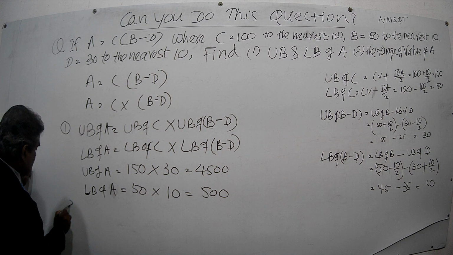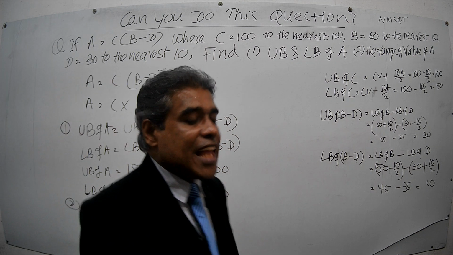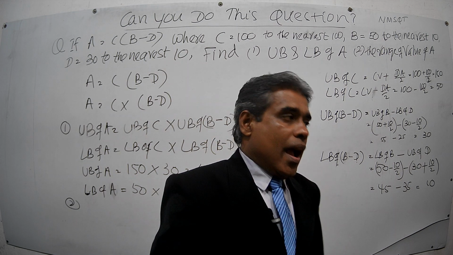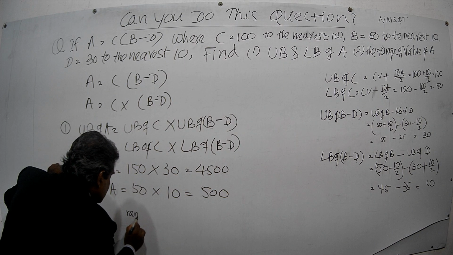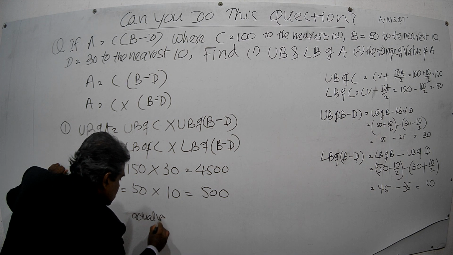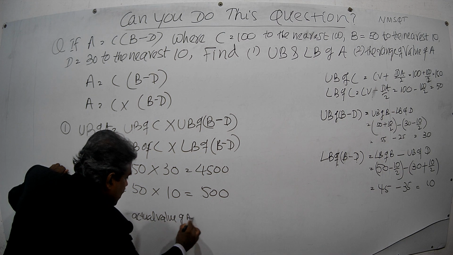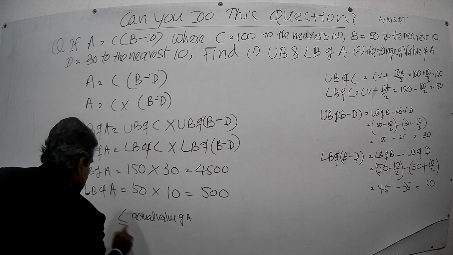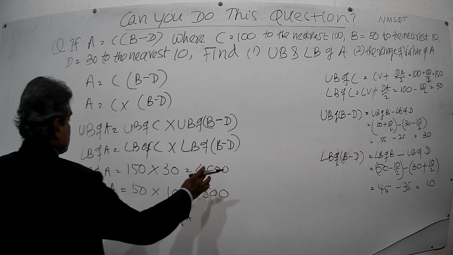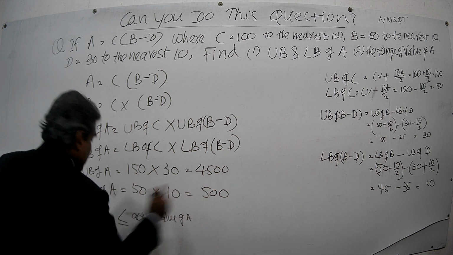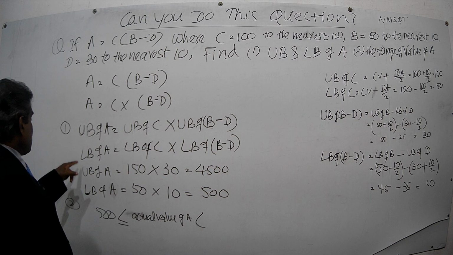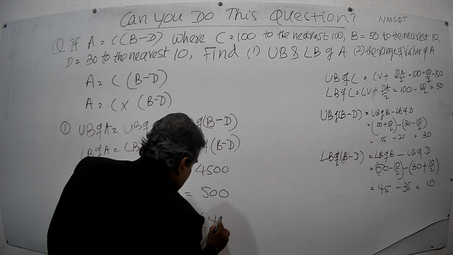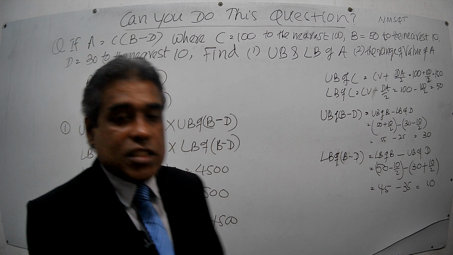The second part of the question is the range. Range is always greater than or equal to the lower bound and less than the upper bound. Then you write range of, otherwise we can write actual values. Actual value of A is how much? Greater than or equal to the lower bound. What is the lower bound? Lower bound of A, 500. And less than the upper bound. What is the upper bound? 4,500. That is the answer for the question.